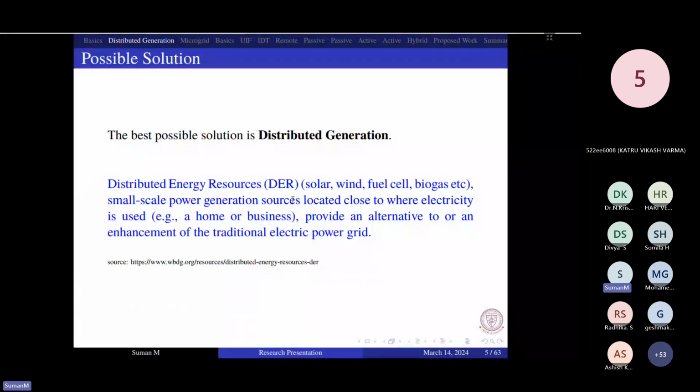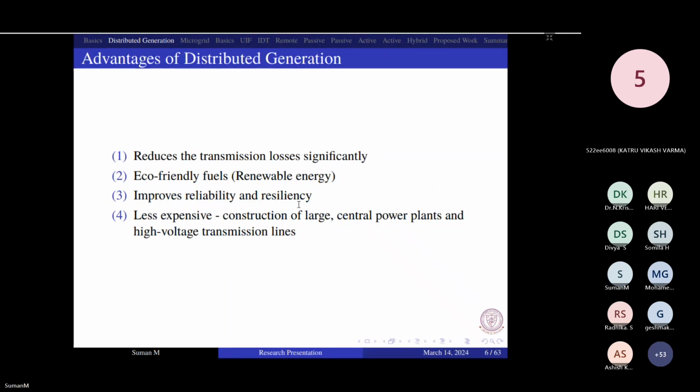This is located near our home, and it provides an alternative to the conventional power system. This overcomes all the shortcomings in the traditional electrical power grid. Now we have talked about this distributed generation, and the advantages also we have discussed.